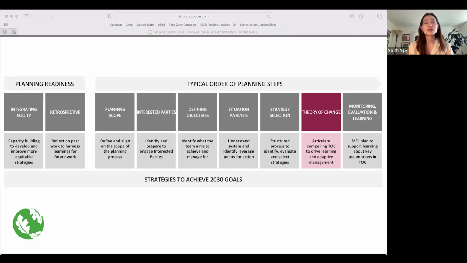And then after the theory of change process, the theory of change in turn can become the backbone of your monitoring, evaluation, and learning or MEL plan. And also can support work planning and reporting and other things. And hopefully add a lot of value to the team as you are moving through implementation. So we'll talk about that as well.